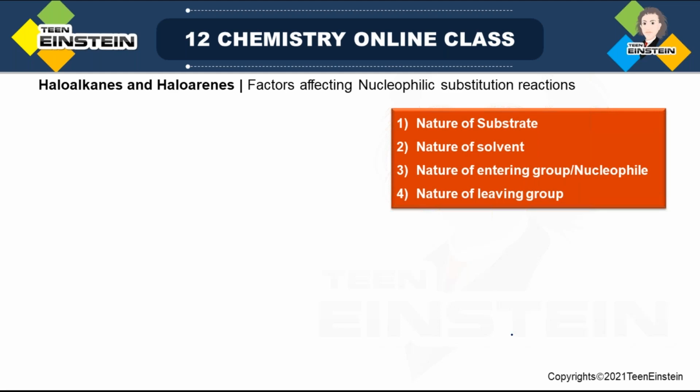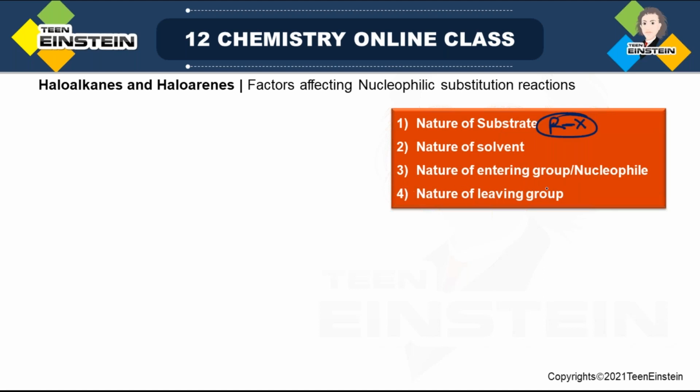So here we have a total of 4 factors. Nature of substrate. Nature of substrate means which alkyl halide you have taken. So what kind of alkyl halide? Though this is the general structure I am writing, is it 1 degree, is it 2 degree, 3 degree? So depending on that you can get SN1 or SN2. Then nature of solvent, is it polar aprotic or polar protic?